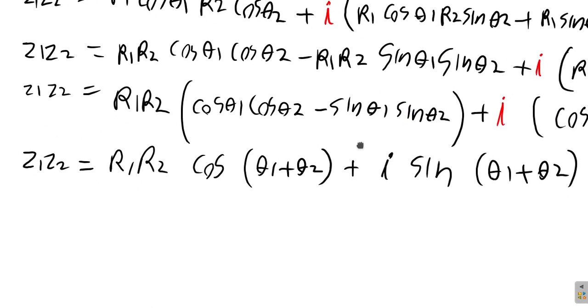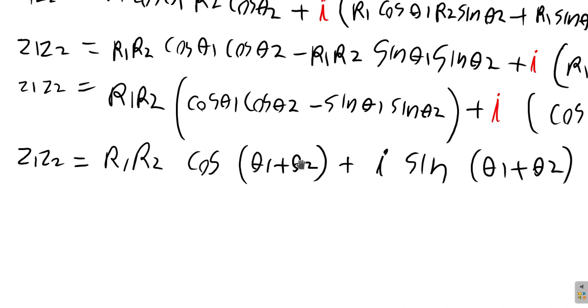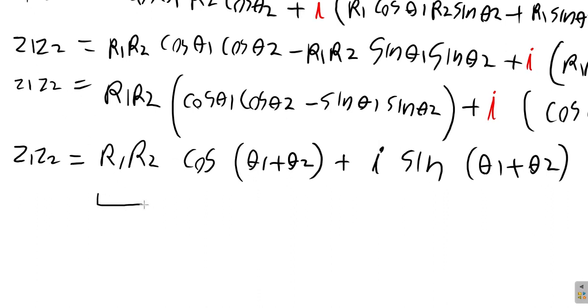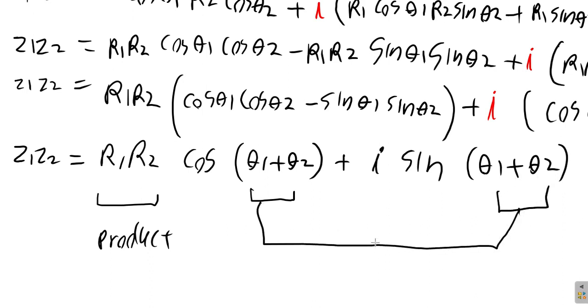So here, this is the result of multiplying two complex numbers. What we have is the product of the complex numbers, and then we have the sum of the angles.